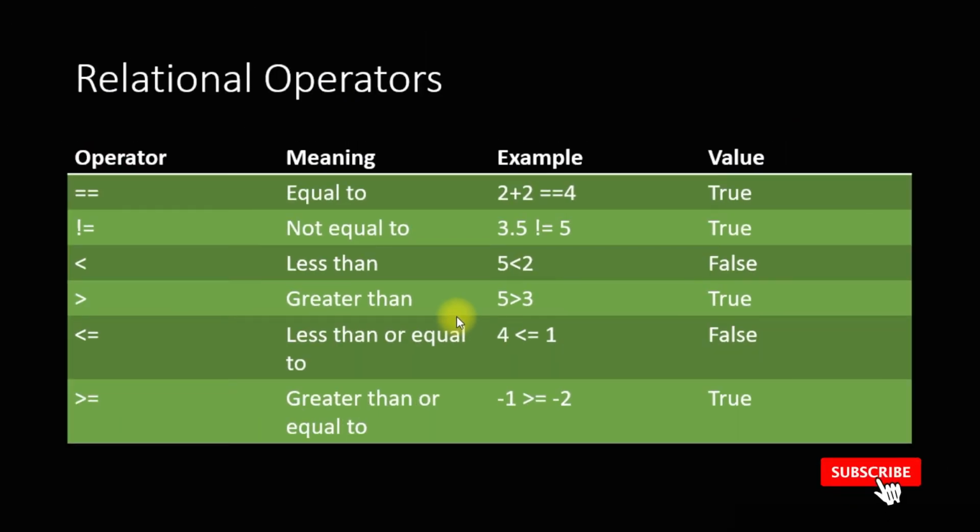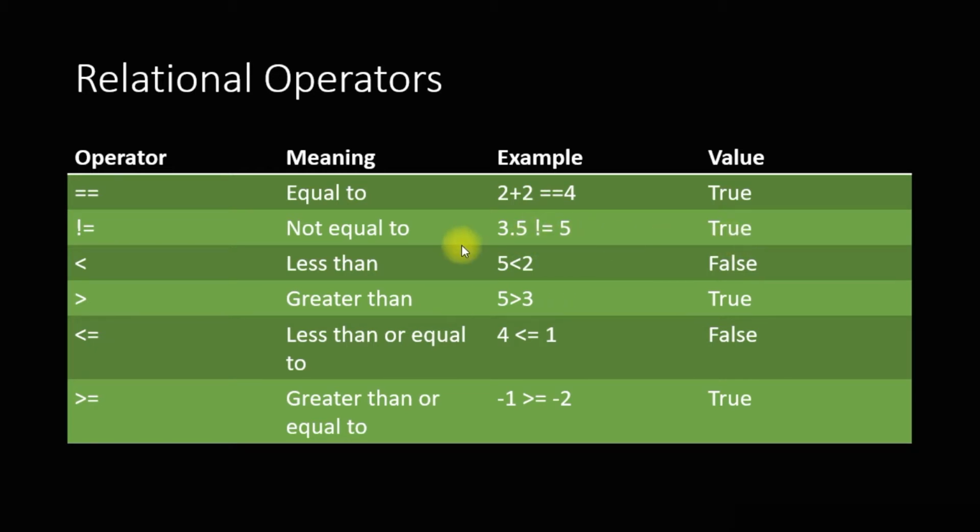So there are a bunch of relational operators. For example, here we have the equal to, which is denoted by two equal signs. This is a simple test where we want to check if 2 plus 2 is equal to 4. So this returns a value which is true. We have the not equal to, which is denoted by the exclamation mark and one equal sign. We can also perform a simple test here and see if the value is true or false.